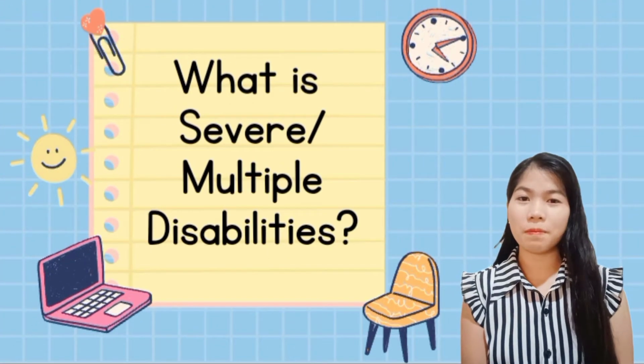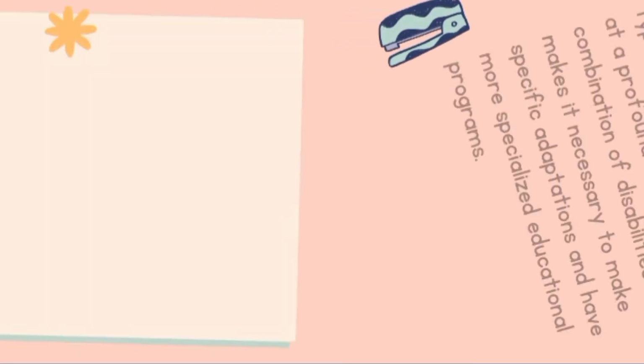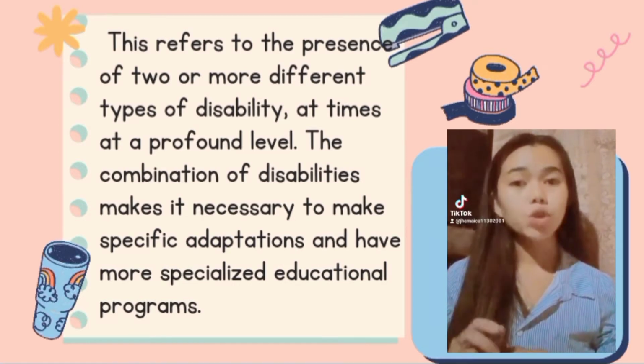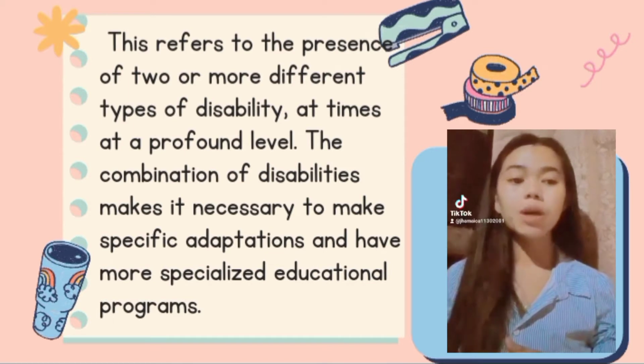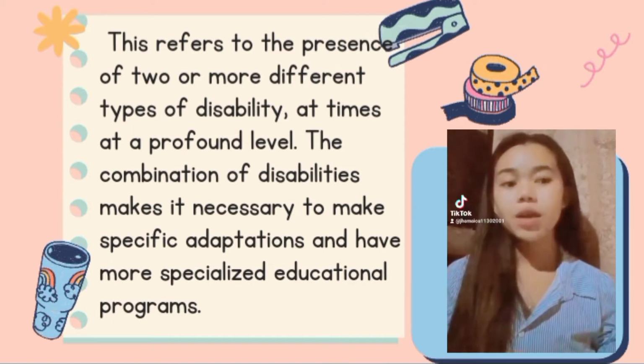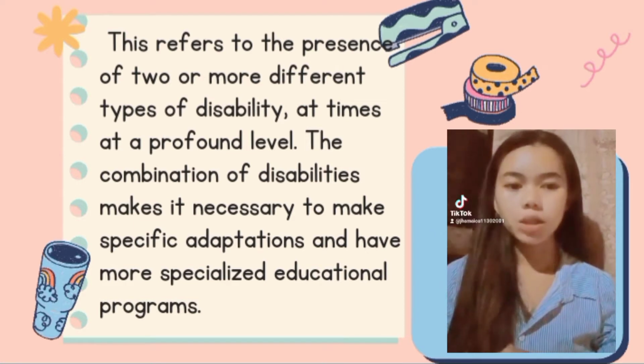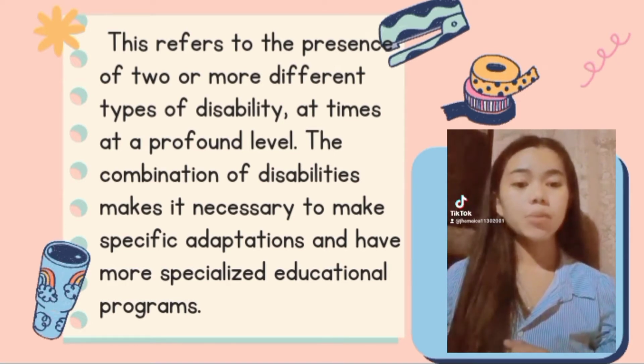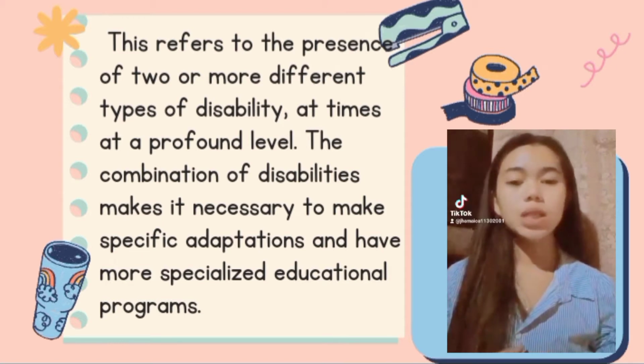What is severe or multiple disabilities? Severe and multiple disabilities refers to the presence of two or more different types of disability, be it cognitive, physical, and or functional abilities. For students that have this combination of conditions, it might affect their ability to learn and achieve success in an academic setting. The more severe the disabilities, the greater the effect on the student and the greater the need for extensive, ongoing support and services.